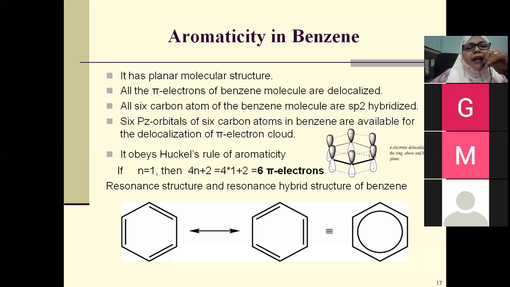Okay, and as it has the pi electrons, there are p orbitals available for delocalization of electrons to form the pi electron cloud at the top and bottom of the benzene ring. Okay, then you will show the resonance structures, these two structures and this is the hybrid structure. So that's why benzene is aromatic in nature.